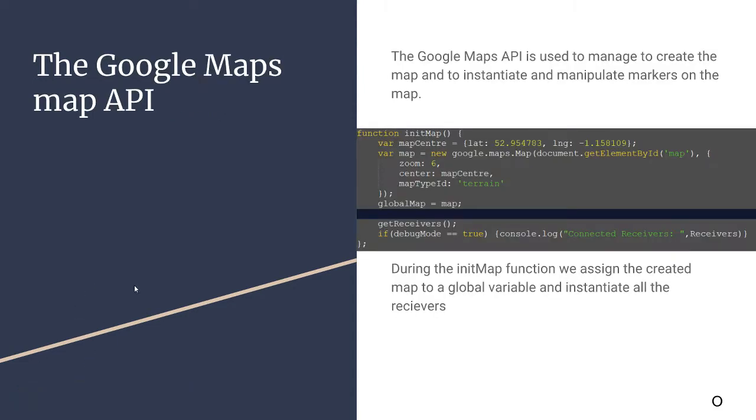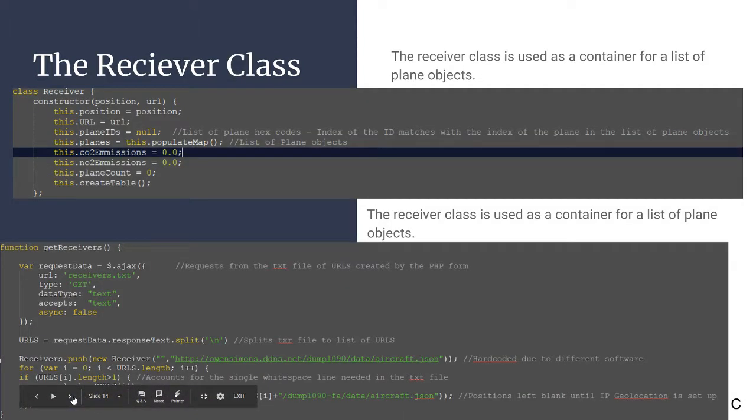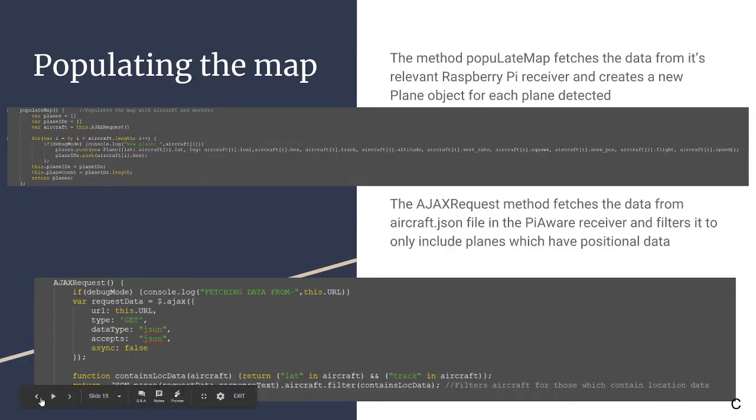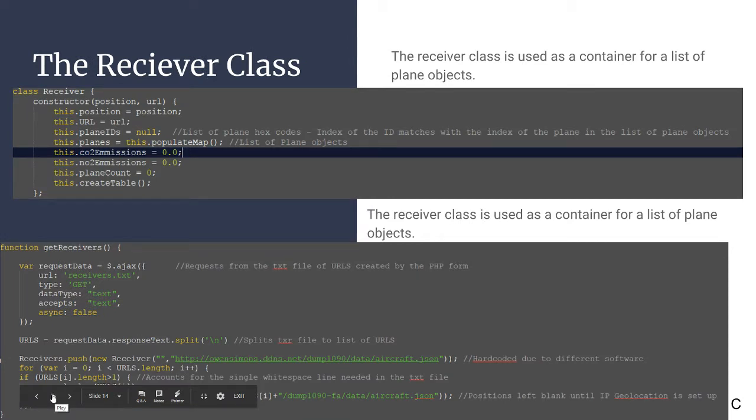So the Google Maps API is what we've used to actually create the map. The function initMap is what's used to initialize the map when the website loads onto the client's computer. The receiver class is where a lot of the calculations are done. For each URL that gets submitted to the website, a new receiver class is made. In the receiver class, there's a list of all the planes, which are individual objects, and we use those planes to estimate the amount of CO2 and NO2 emitted since the client loaded the page. Also in the receiver class is the create table function that generates the HTML table for the stats of the planes.